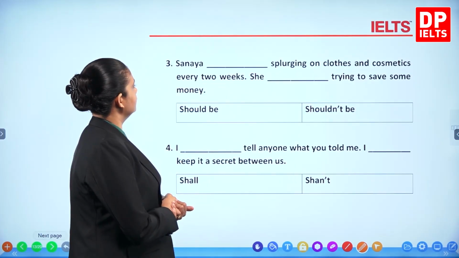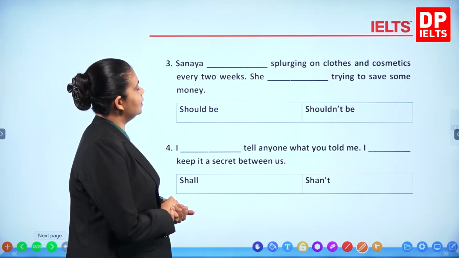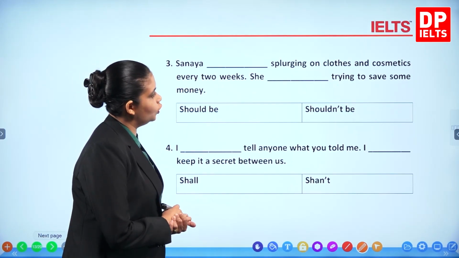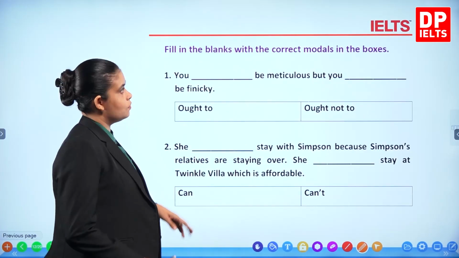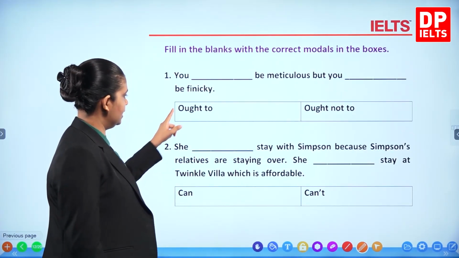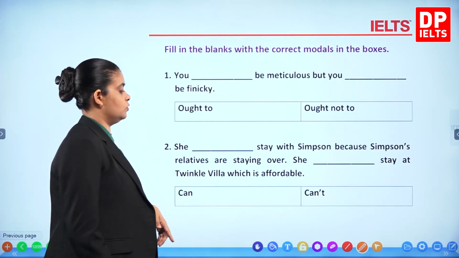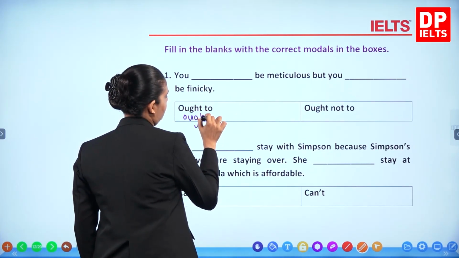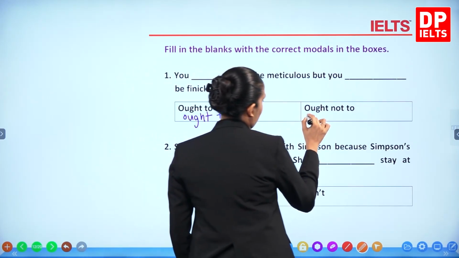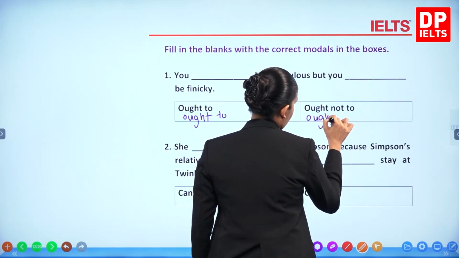The second one, Sanaya blank splurging on clothes and cosmetics every 2 weeks. Right, what you need to remember here is it's not necessary for you to write caps lock. You can write simple letters, right? It is not capital letters, right?